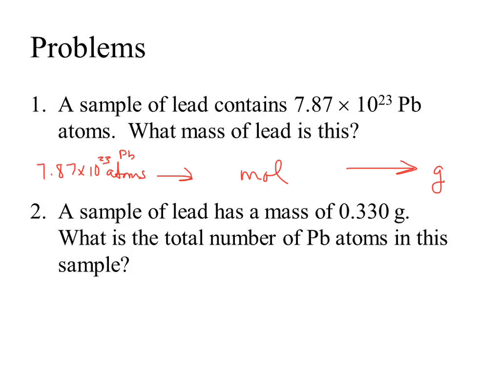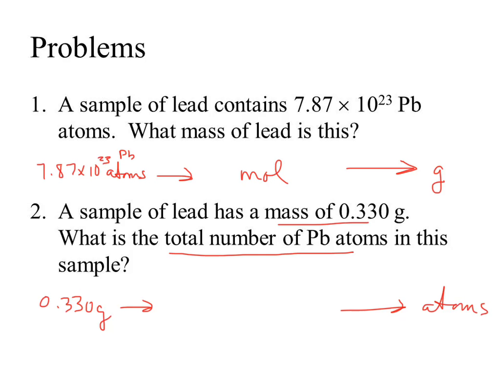And if we take a look at the bottom one, it has a similar thing. It gives you the mass, so that would be 0.330 grams. Okay, that's what we're starting with. What is the total number of lead atoms? So we want to get to atoms. I left space for something, and that space is moles again. We can go from grams of lead to moles of lead using the molar mass of lead, just like we did. And we can go from moles of lead to individual lead atoms using one mole of anything is equal to 6.022 times 10 to the 23rd of anything.